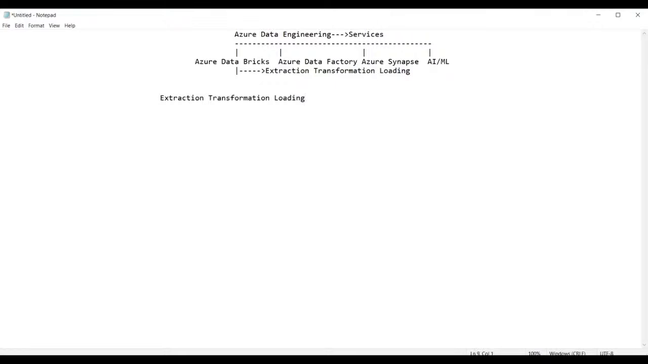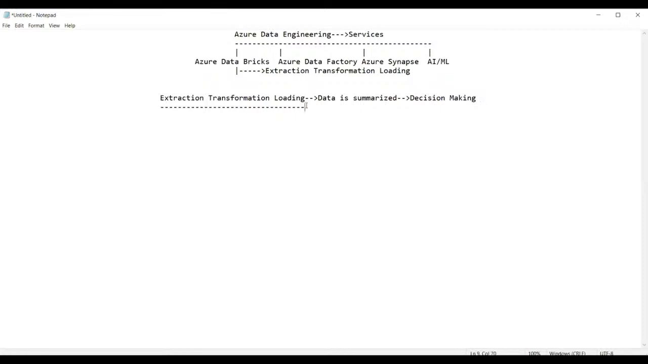So guys, this extraction, transformation, and loading is nothing but a process where data is summarized. And this summarized data is used for decision making. This summarized data is used for what? Decision making.